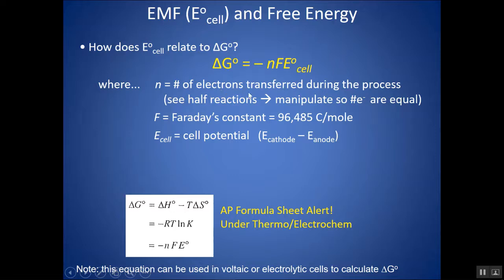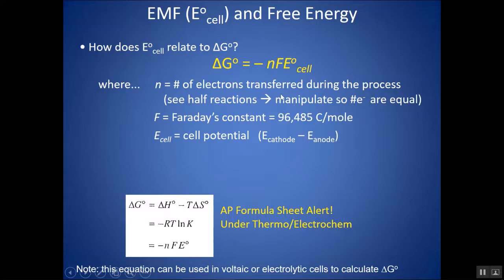n is the number of electrons transferred during this redox reaction. To get that number, it should just be an integer. You've got to look at your half reactions. You've got to manipulate them so that the electrons are equal. So if one has one electron being gained and the other has 2 lost, you're going to have to multiply the one that has 1 gained by 2, and then your overall number of electrons transferred will be 2. And we'll take a look at how to do that in an example.